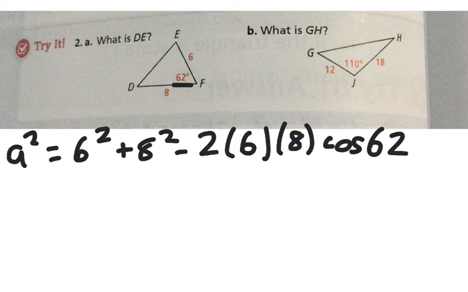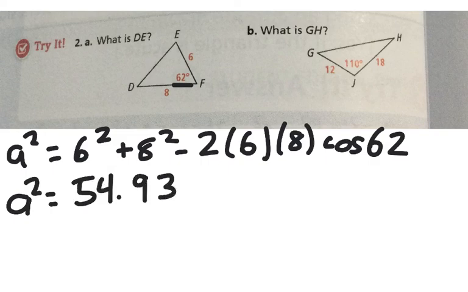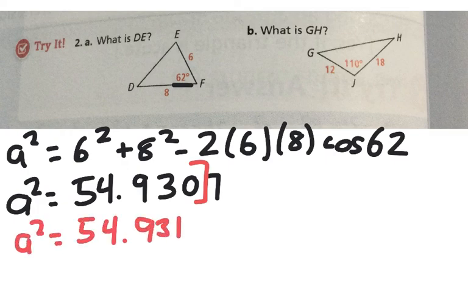All right. Any questions about this setup? All right, now plug all this into your calculator. Let's see if we get the same thing. 54.930. And then, okay, hold on. We're going to go to three decimal places. 54.9307, that means the 7 is going to tell the 0 to go up. So my answer here is going to be a squared equals 54.931. That's what we want to round to.